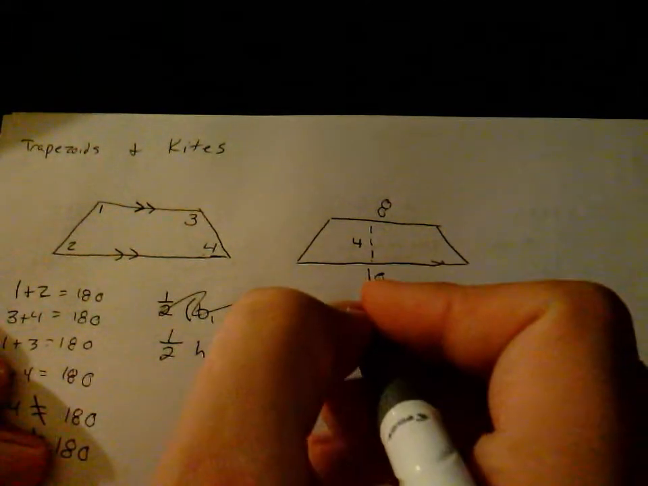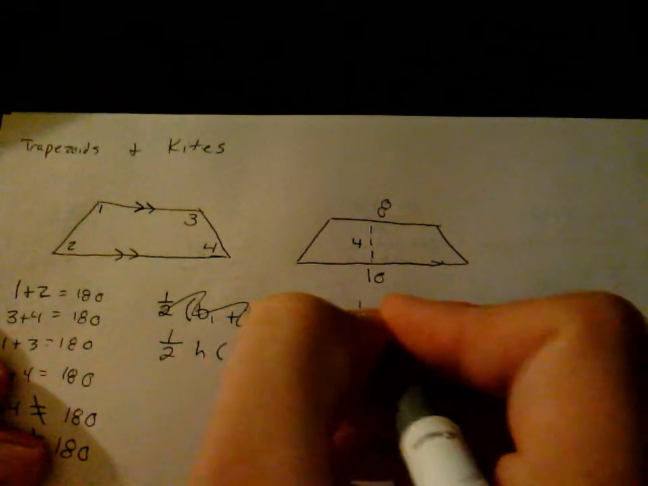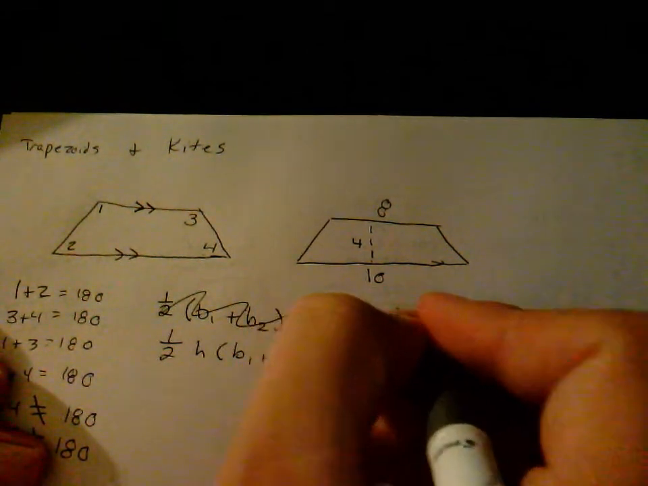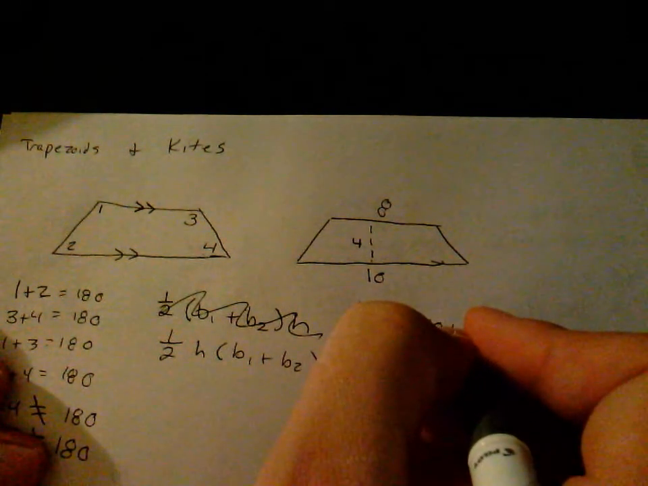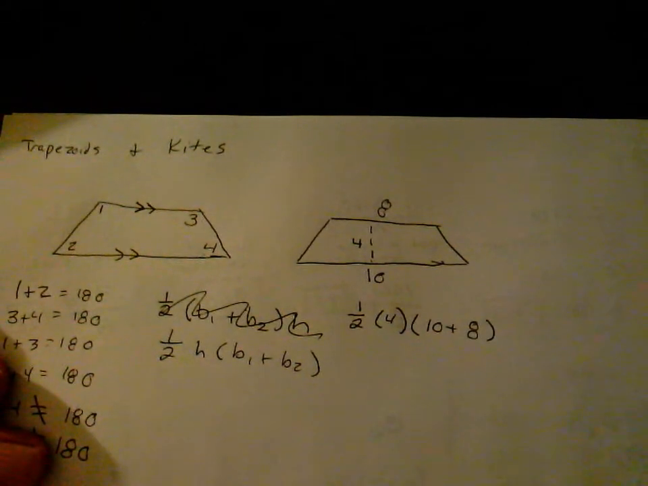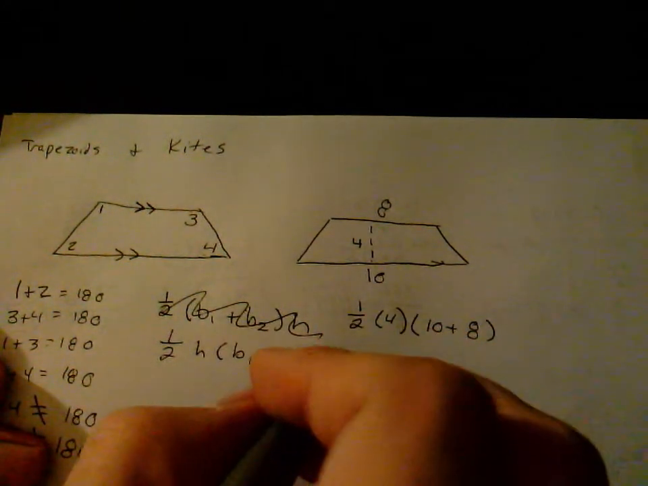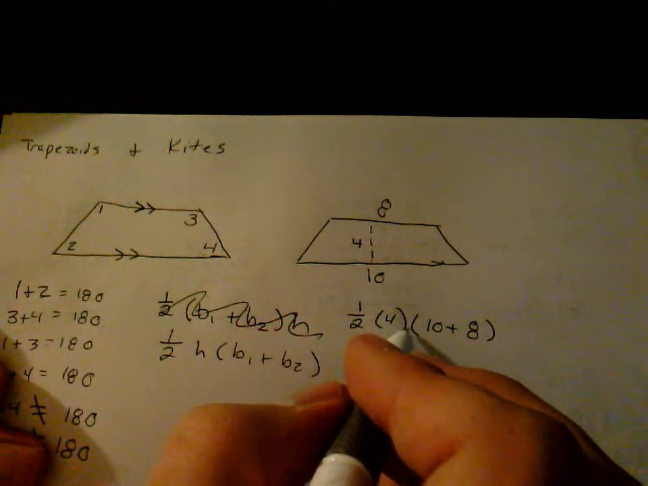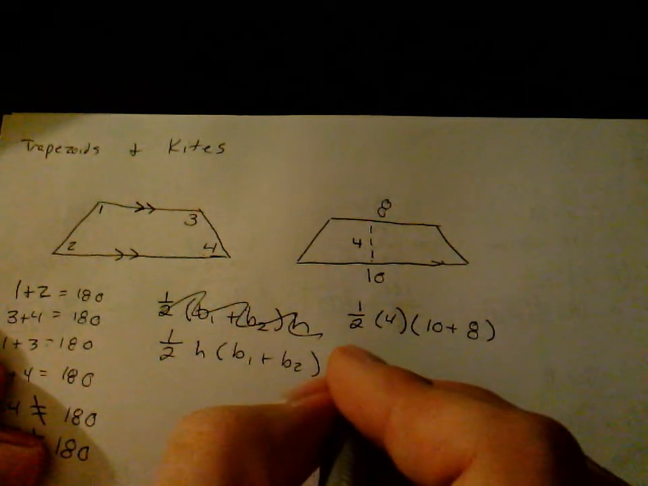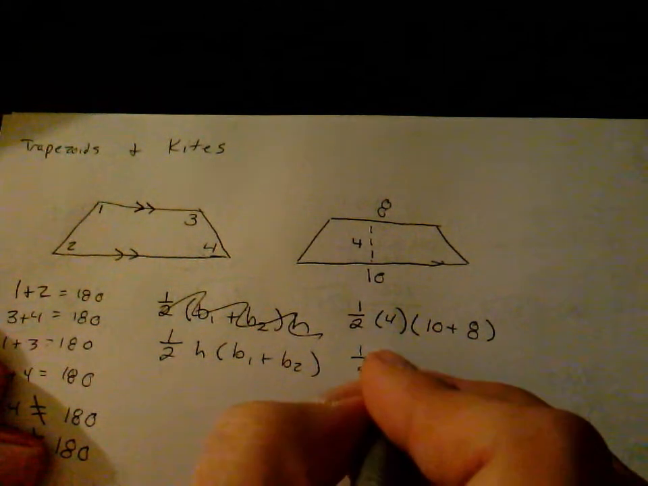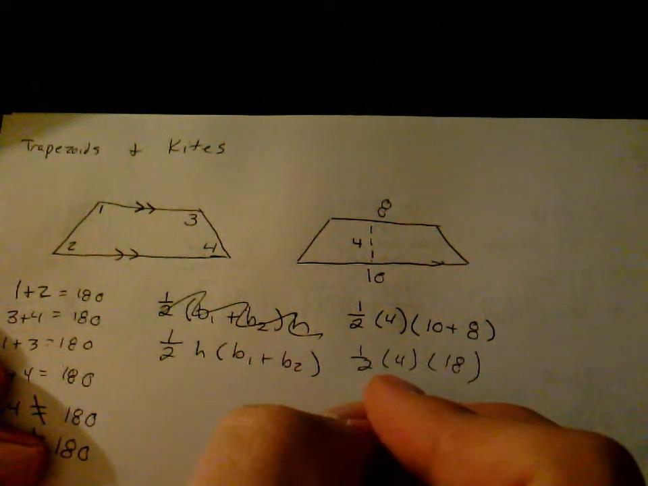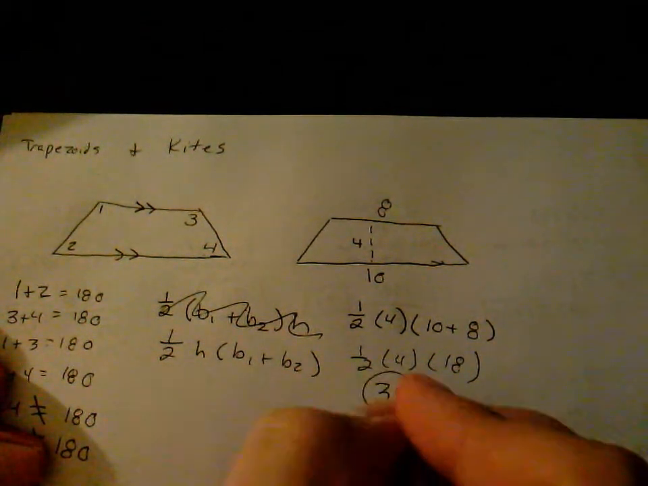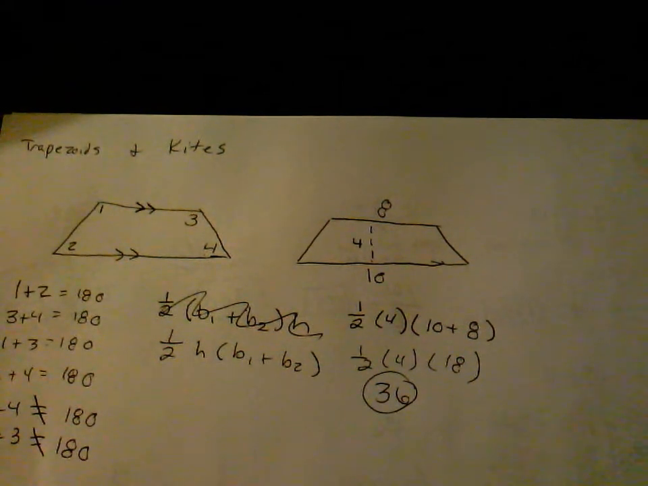So to figure this out, it's pretty easy. You just fill in what you know. You know 1/2. The height we know is 4. And now we know base 1 is 10 plus base 2, which is 8. If we do this in our calculator, you take 1/2 times parentheses 4 times 10 plus 8. Or another way of saying this is 1/2 times 4 times 18. If you do that, you'll end up with 36. And that's how you would find the area.